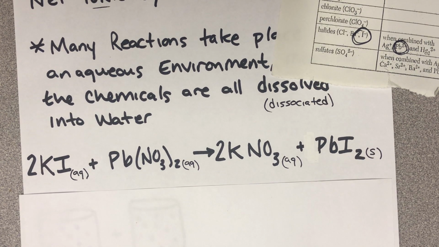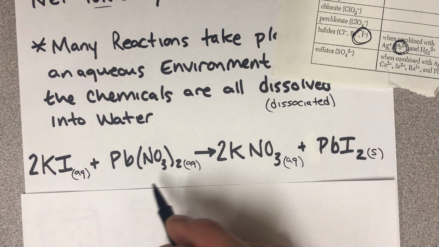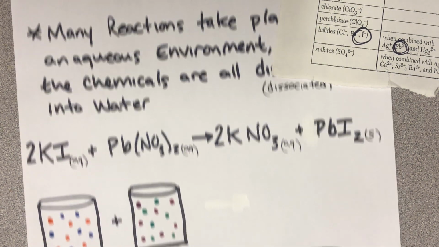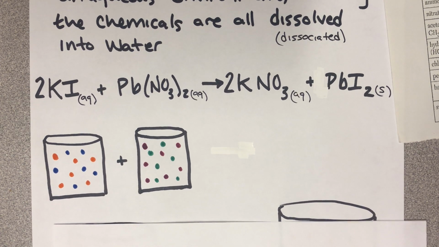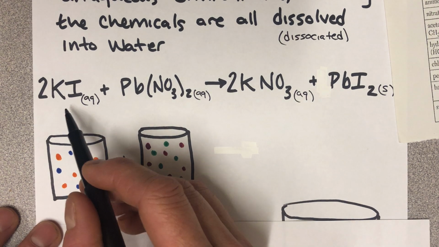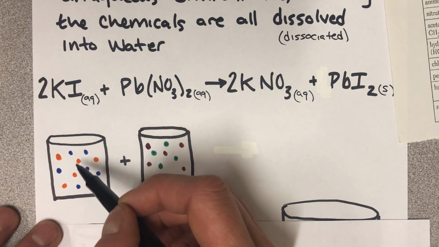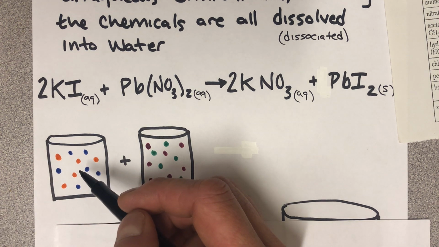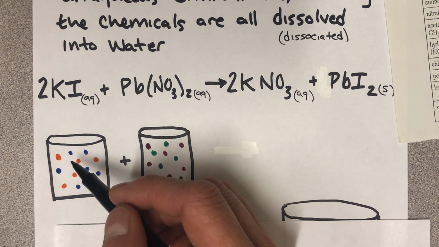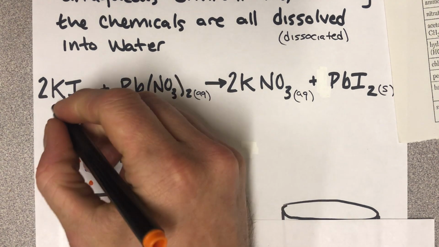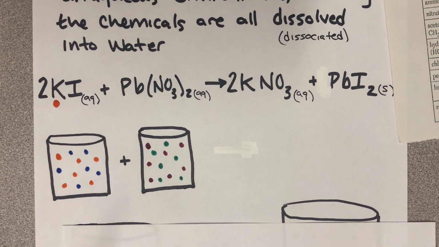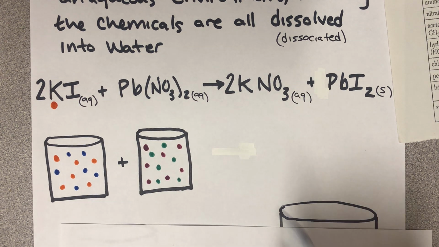So really when we put these aqueous chemicals together, what we're looking at is something like this. I hope the color comes through on this okay. What we've done here is put solid potassium iodide into water, and that breaks those ions apart. So I've got orange and blue dots here. Let's say that the orange represents the potassium and the blue represents the iodine. Okay.